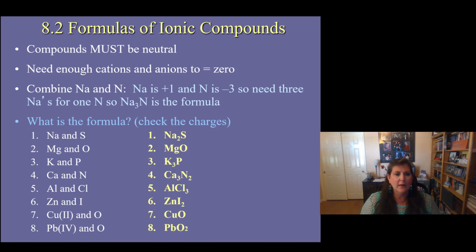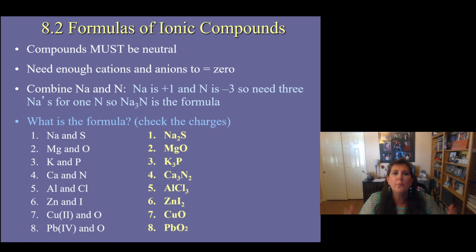And let's look at number 8. Pb parentheses Roman numeral 4. What does that mean? That's the charge on the Pb. See, Pb is one of those we don't know. So I have to tell you the charge in a Roman numeral. So Pb is +4 in this example. So we have a +4 and oxygen is -2. 4 minus 2 isn't 0. So I need 2 oxygens to make -4. 4 minus 4 is 0. So the formula is PbO2.